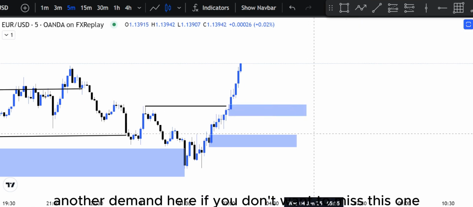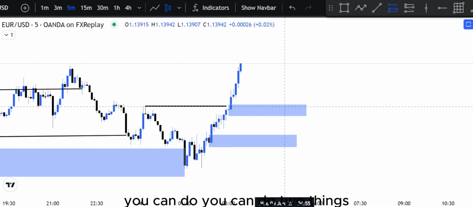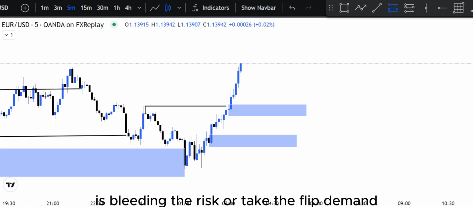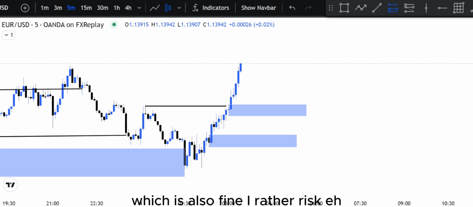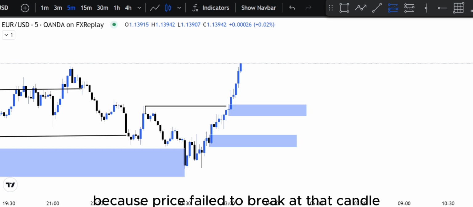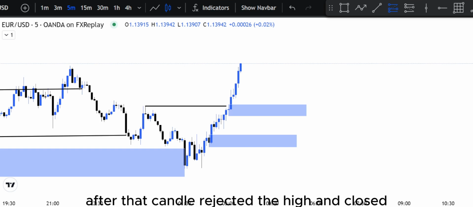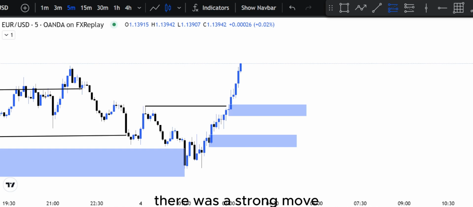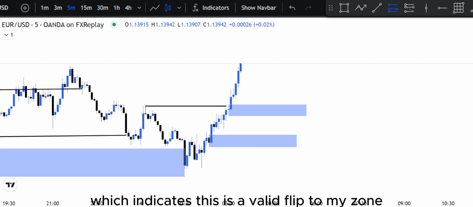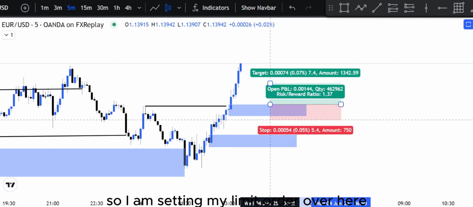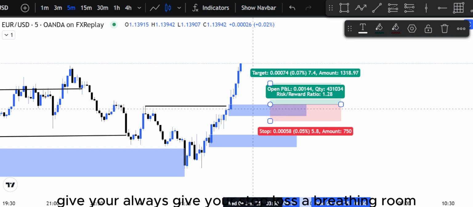If you don't want to miss this one, you can do two things. First, you can set two limit orders, splitting the risk, or take the flip demand, which is also fine. I'd rather risk 1% on the flip zone because price failed to break at that candle, but after that candle rejected the high and closed, there was a strong move, which indicates this is a valid flip demand zone. So I am setting my limit order over here. Stop loss at this low. Always give your stop loss a breathing room.